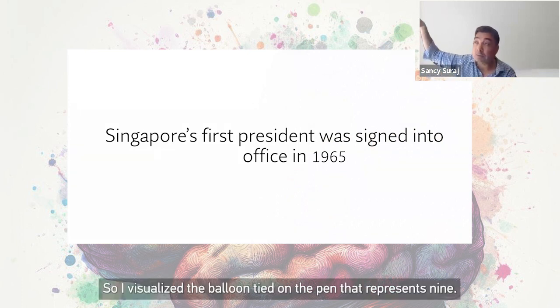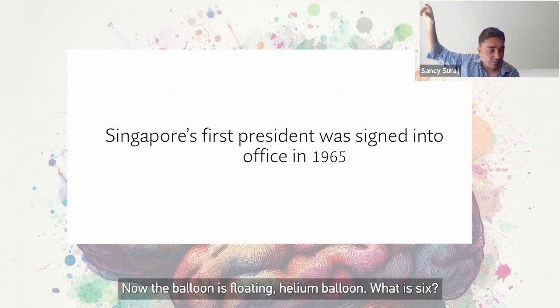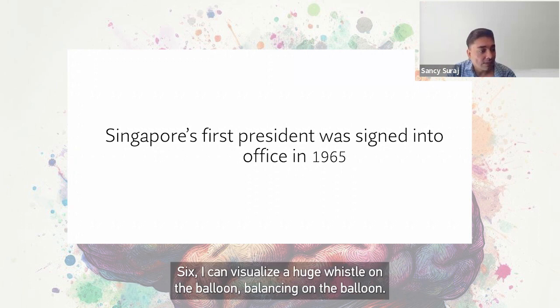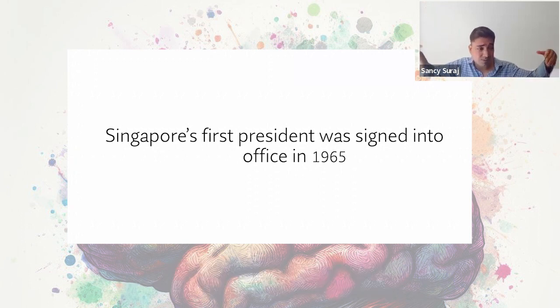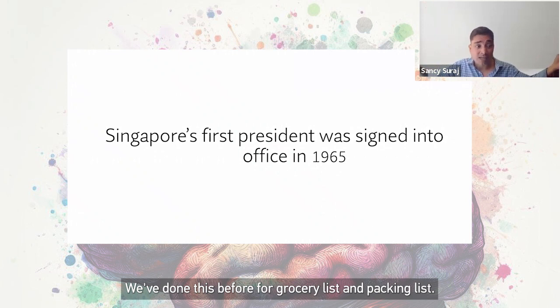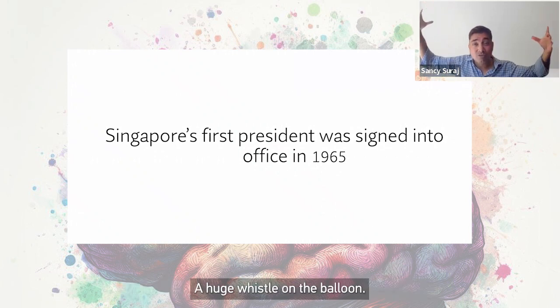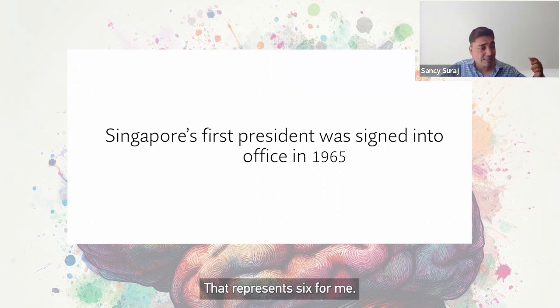So I visualize the balloon tied on the pen. That represents 9. Now the balloon is floating, helium balloon. What is 6? 6, I can visualize a huge whistle on the balloon, balancing on the balloon. We've done this before for grocery lists and packing lists. A huge whistle on the balloon. That represents 6 for me.